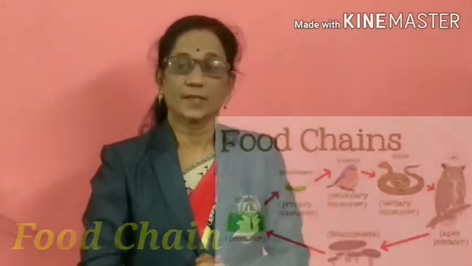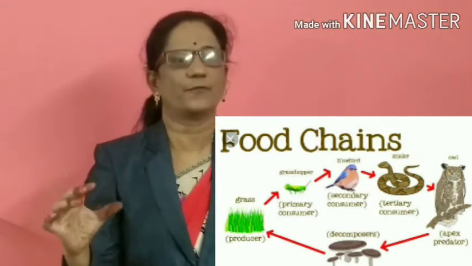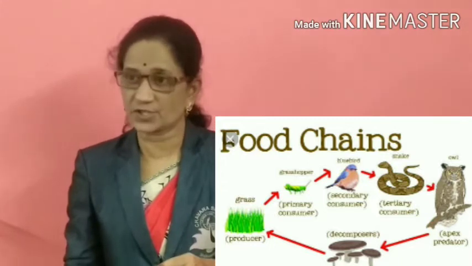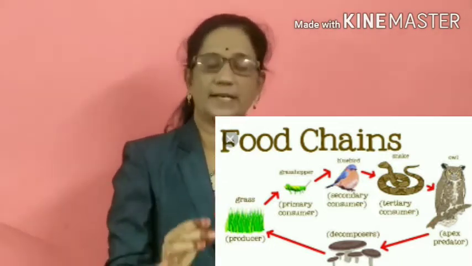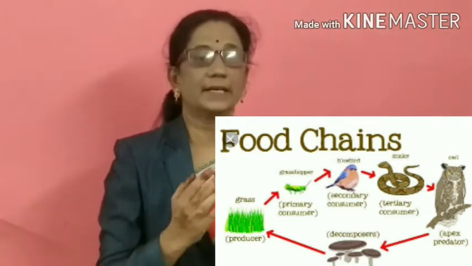Students, a food chain is a linear sequence of organisms in which each organism eats the lower organism and is itself eaten by the higher organism. That we call a food chain. And students, an example of a food chain starts in this way.